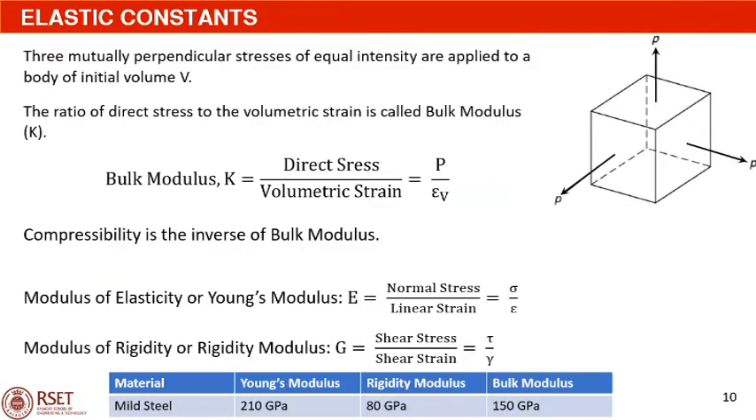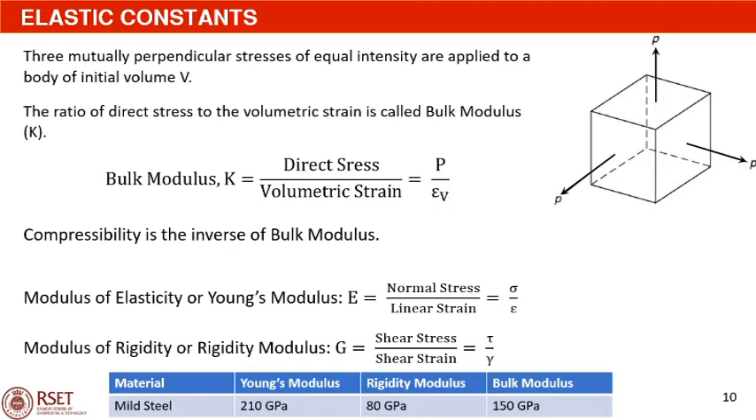Based on the concept of volumetric strain which we have seen just now, I'll introduce you to a new elastic constant, namely bulk modulus, which is represented by K. Consider a cube which is subjected to a pressure P from all the sides. The ratio of direct stress to volumetric strain is called bulk modulus. So here in this case, the cube is subjected to a direct stress from all the sides, which is equal to the applied pressure P. So the bulk modulus K is equal to pressure P divided by the volumetric strain. Compressibility is the inverse of bulk modulus.